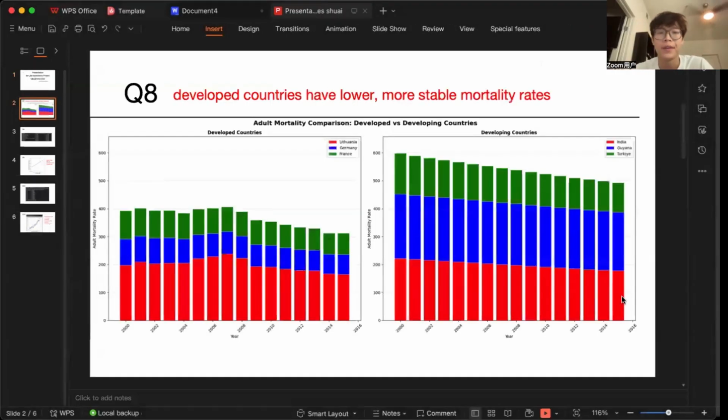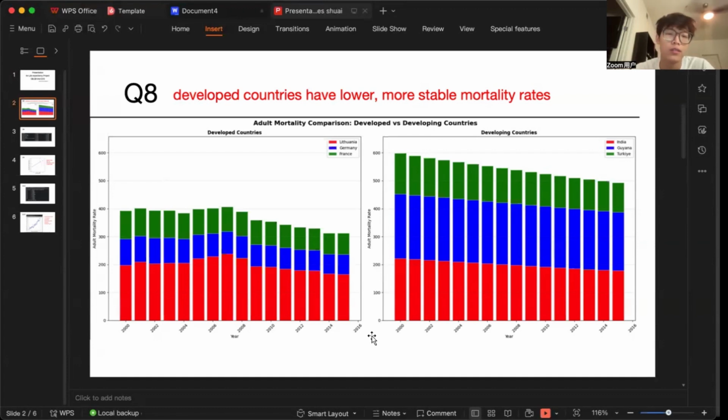For question 8, I compared adult mortality between developed and developing countries using a side-by-side bar chart. I plotted three developed countries on the left side and three developing countries on the right side, and I used the same scale for a fair comparison. The bar chart shows each country's contribution to total mortality across years.